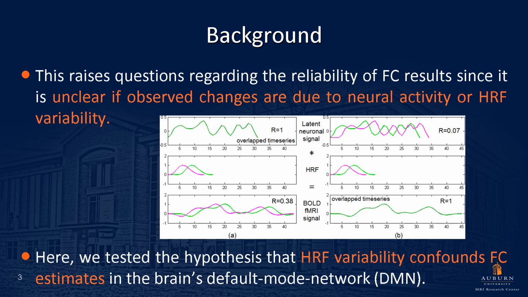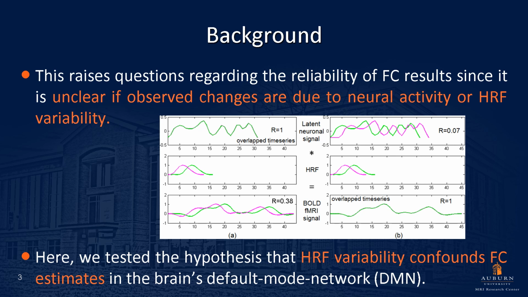This is illustrated in this diagram, where the top row represents latent neural signals from two different regions of interest, and this is actually from the data, and the HRF corresponding to those two different voxels. The bottom row shows the BOLD fMRI signal. On the left-hand panel, you can see that the two time series don't have a lot of correlation, R equal to 0.38.